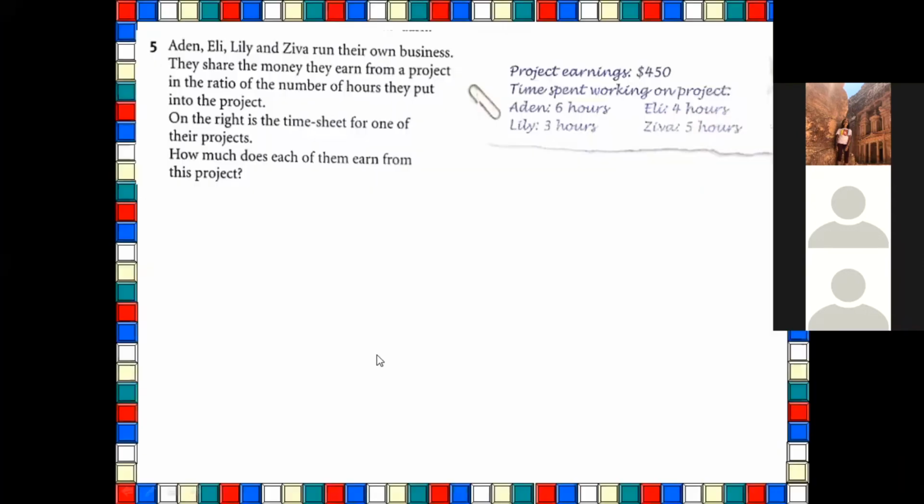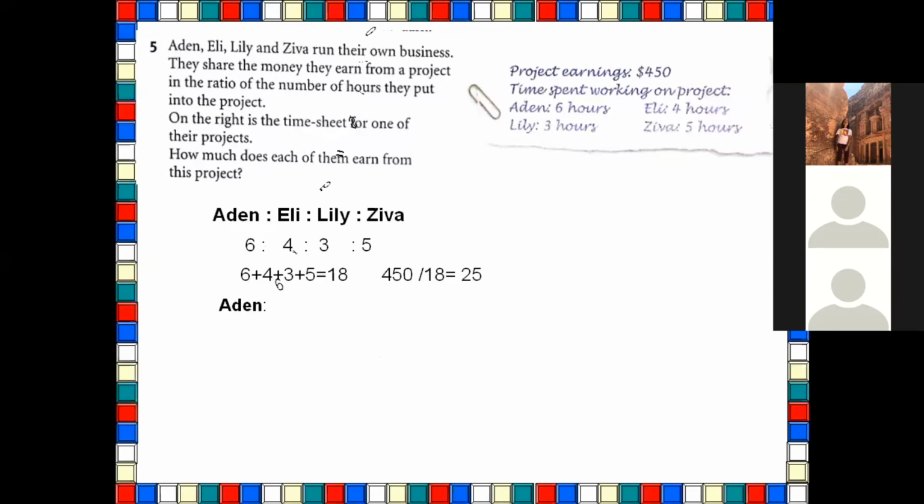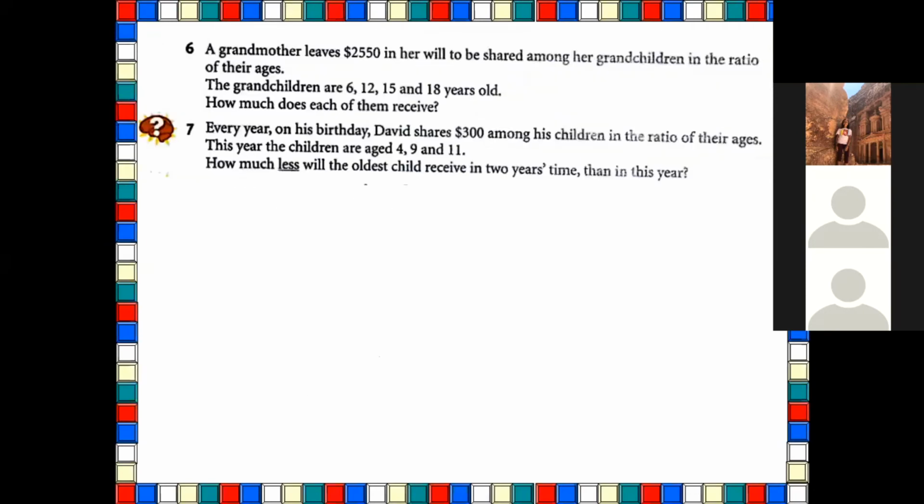Okay? So again, we added the ratios. When you add the ratios, you should divide the $450 by the total number of the parts, which is 18. Now, for each person, you multiply. For Adam, 6 times 25, and for Ellie, 4 times 25, Lily, 3 times 25, and Ziva, 5 times 25. This is how much each of them will get.